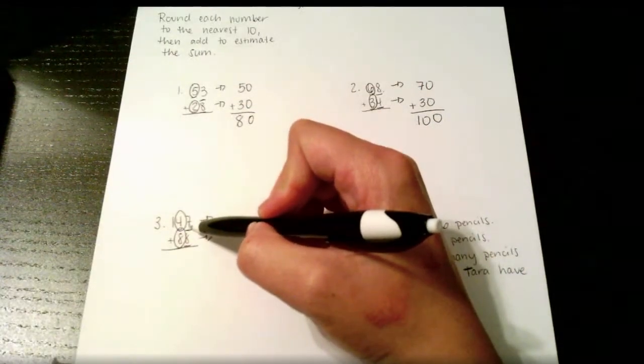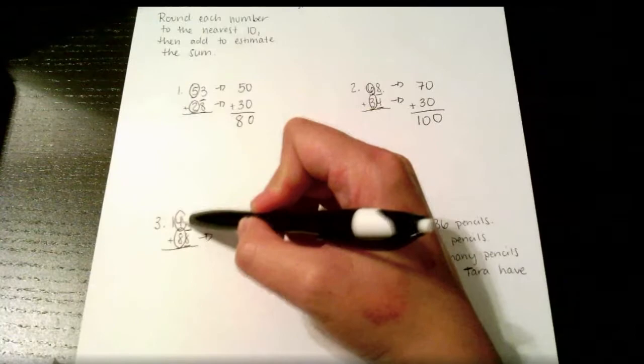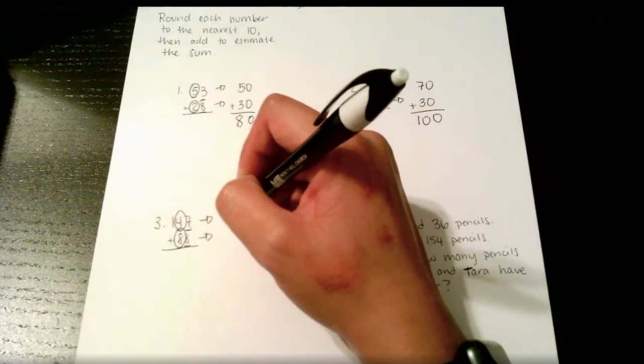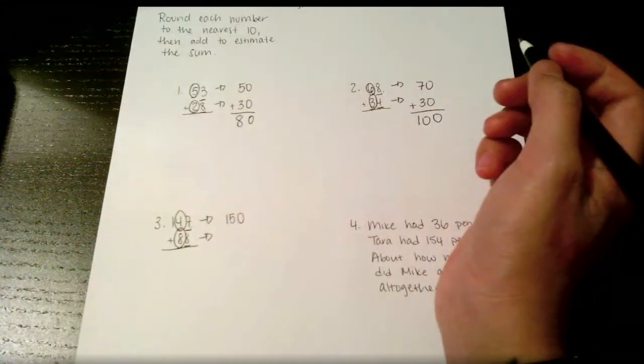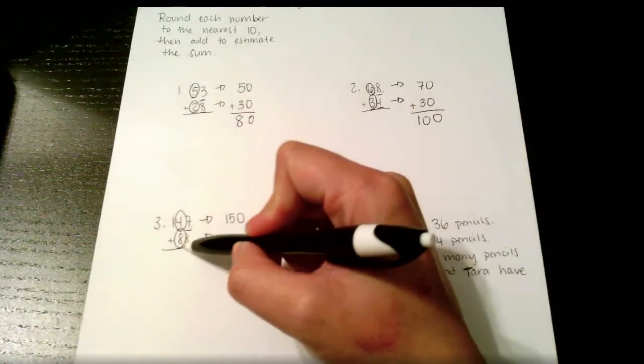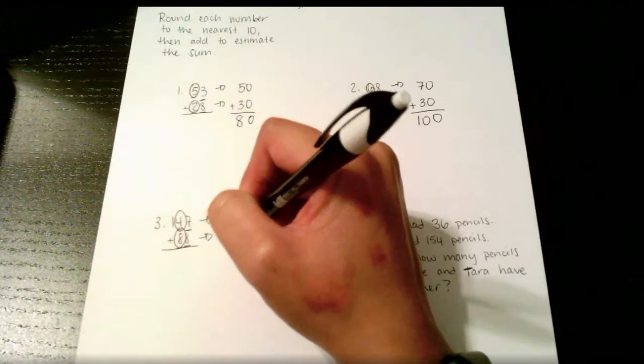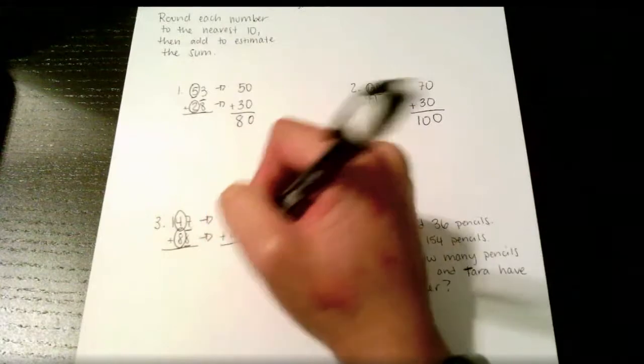Alright, so looking at 147, I'm still rounding to the tens place. So this 7 tells me this 4 is going to round up. So I'm rounding this number to 150. And then 88, this 8 tells me I need to round up. So that becomes 90. Alright?